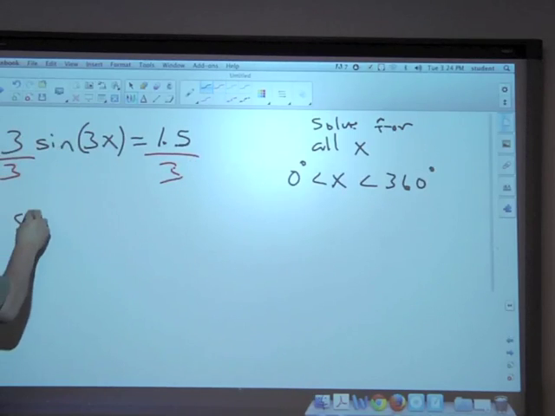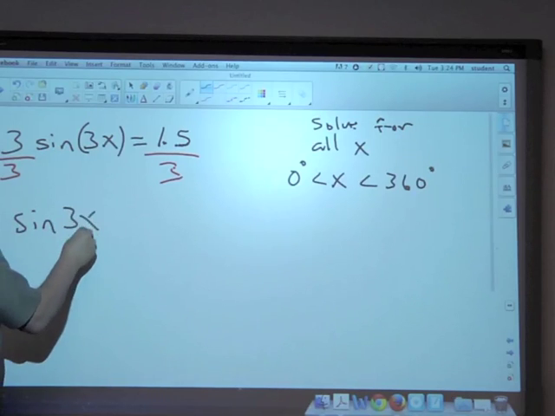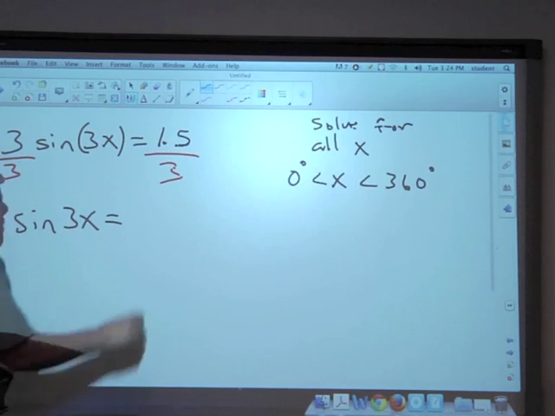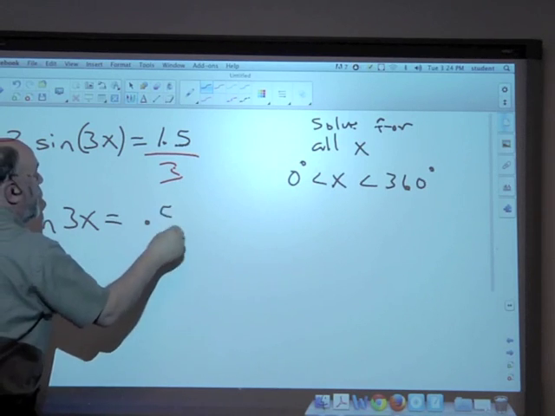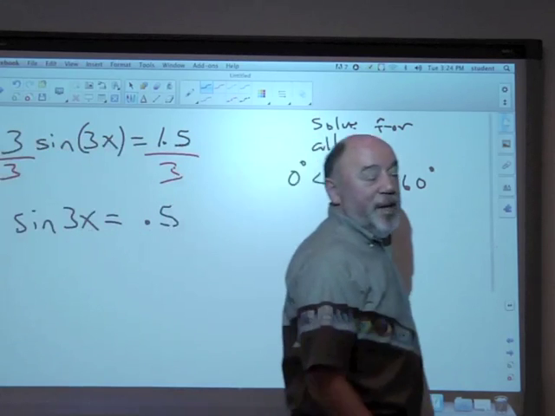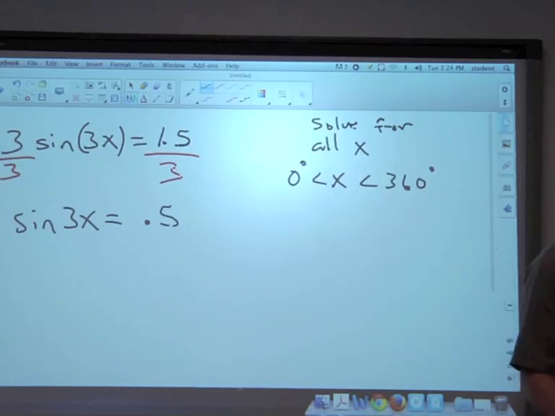So sine of 3x, what's 1.5 divided by 3? 0.5. Right? But you're fine with that part, right? All right. So that says that the sine of 3x is 0.5.